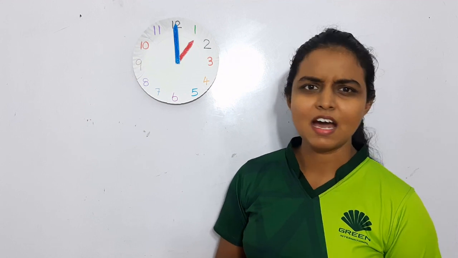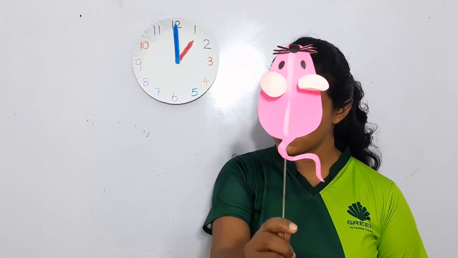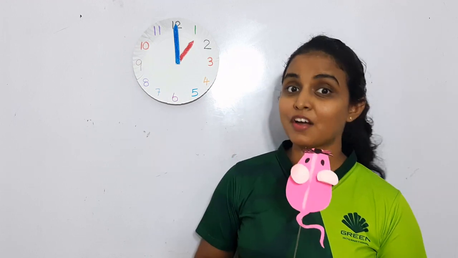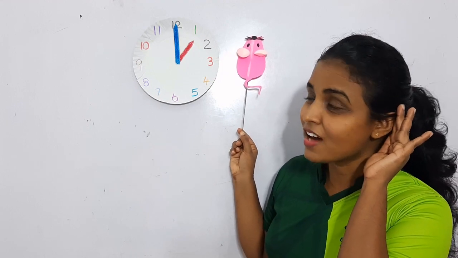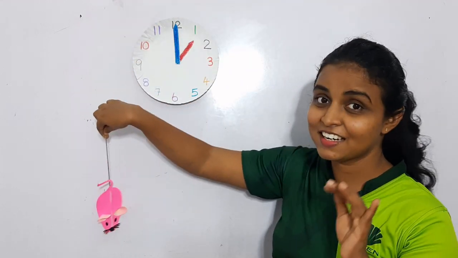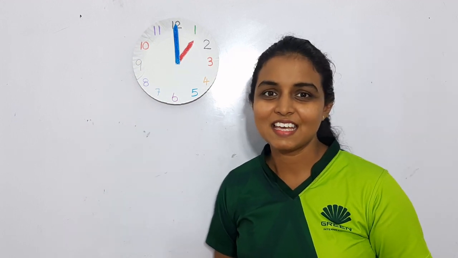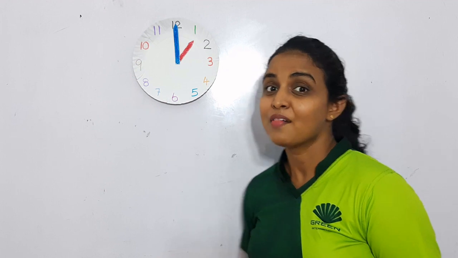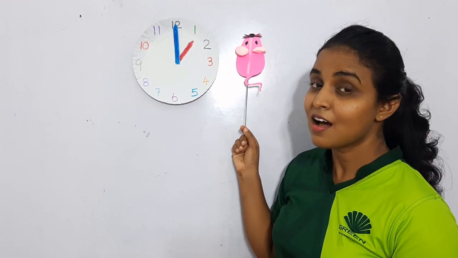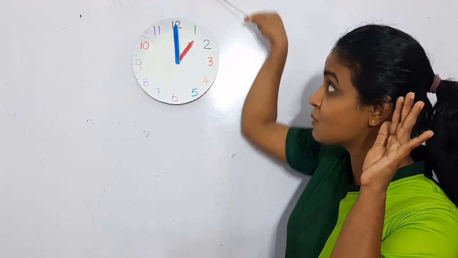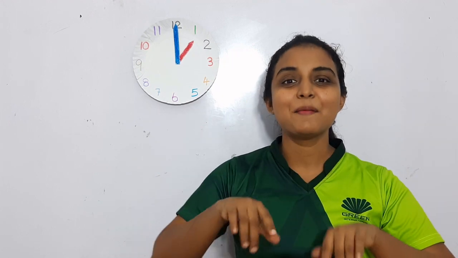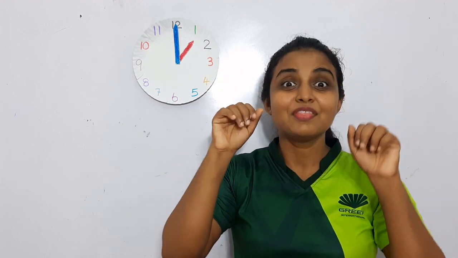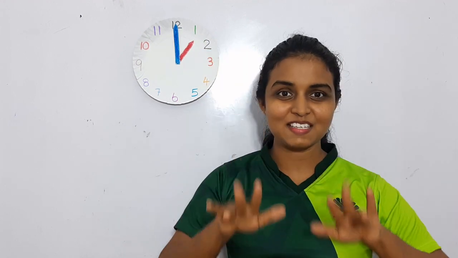For this nursery rhyme, I have a little mouse. Hickory dickory dock, the mouse ran up the clock. The clock struck 1, the mouse ran down. Hickory dickory dock. Once again, hickory dickory dock, the mouse ran up the clock. The clock struck 1, the mouse ran down. Hickory dickory dock. Okay, let's do some actions. Hickory dickory dock, the mouse ran up the clock. The clock struck 1, the mouse ran down.